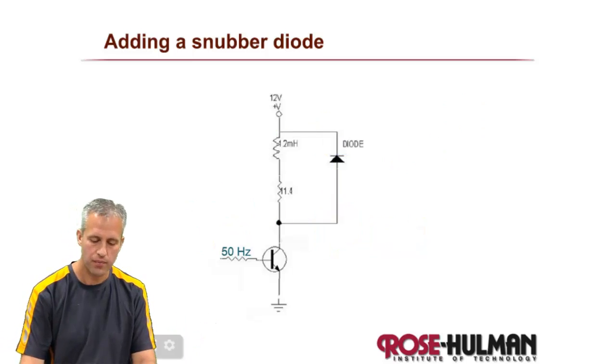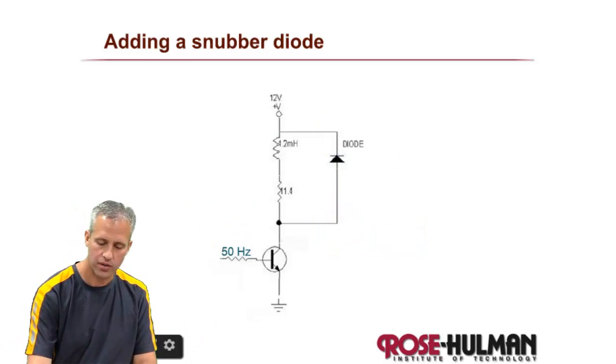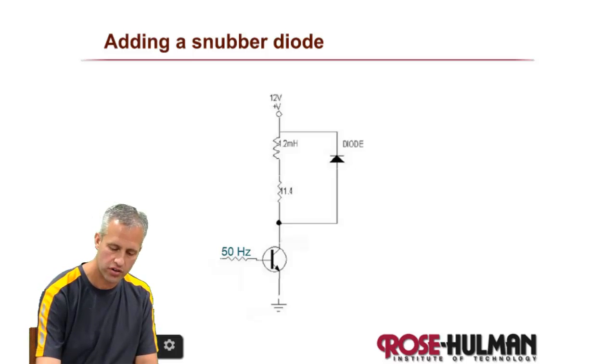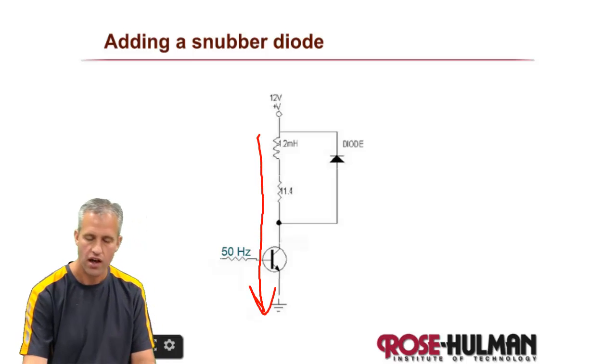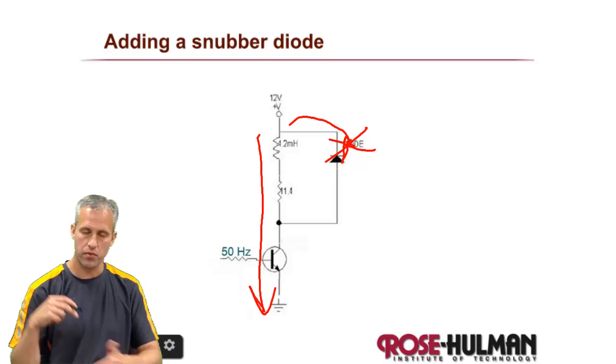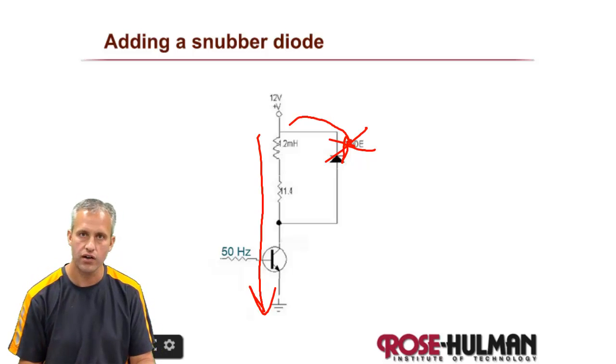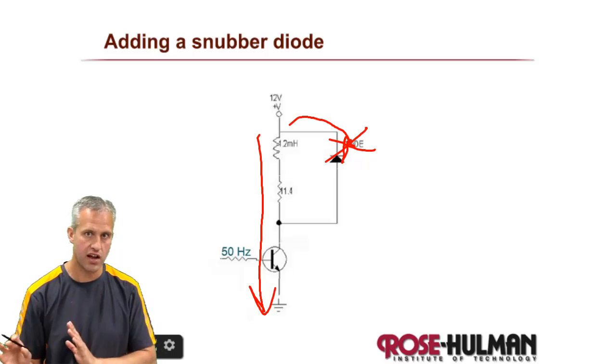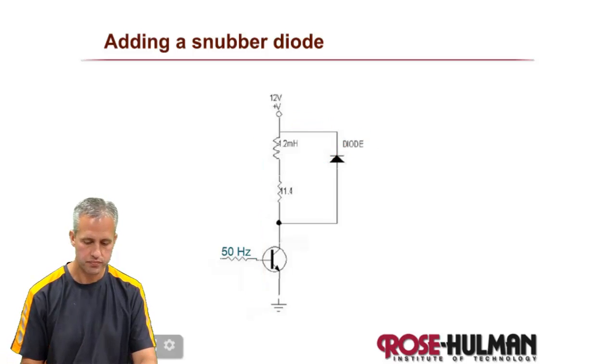The other nice thing about it is that it doesn't cause any problems while the circuit is on. So while the circuit is on, current chooses to go that way, and you won't see any current flowing this way, because that would be flowing in the opposite direction of the diode. So they're really handy in that they stay out of your way until you need them.